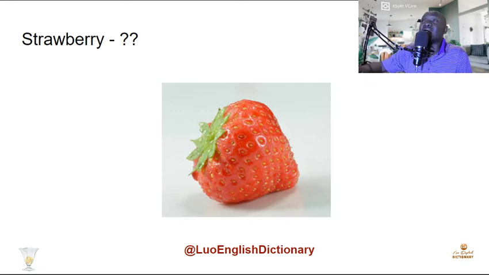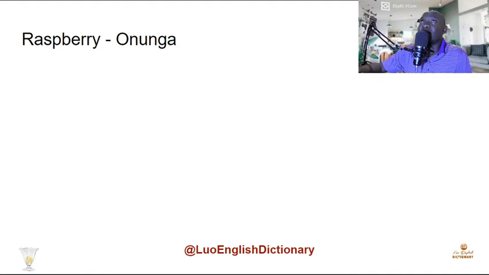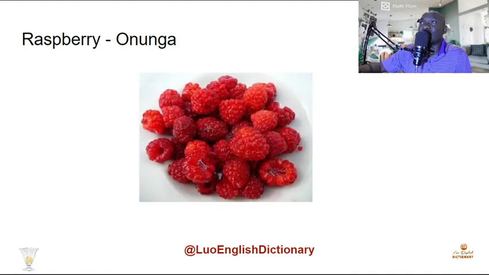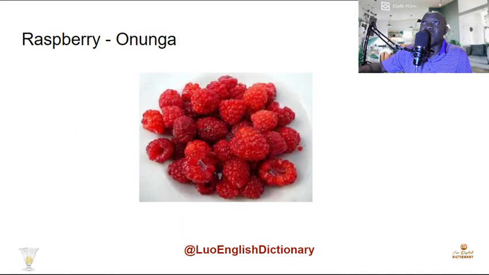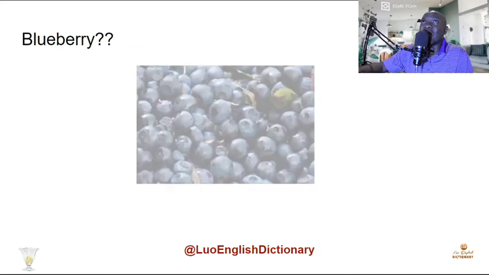Strawberry, I'm sure it has a name. Then raspberry is onunga. This one I'm very sure of because we planted one back home. It was called onunga raspberry. So strawberry, I do not have an idea, but I know it has a name. Raspberry is onunga. And then blueberries.